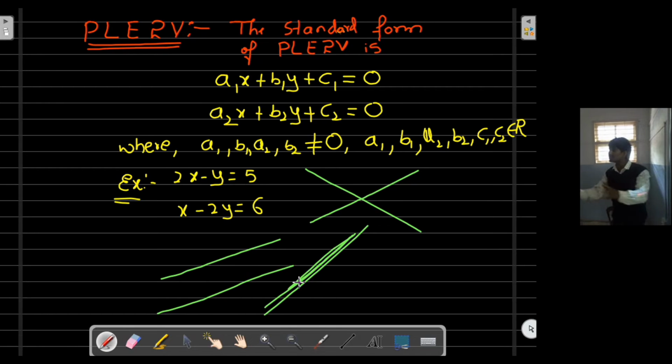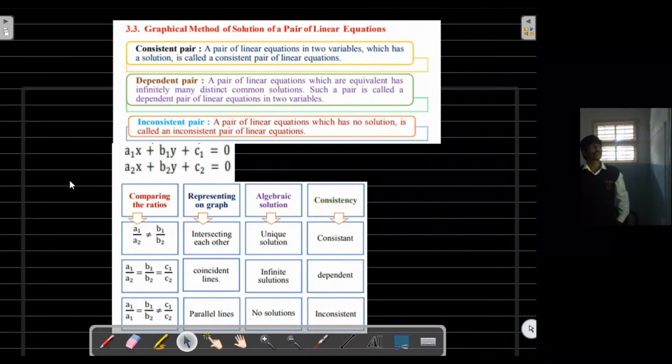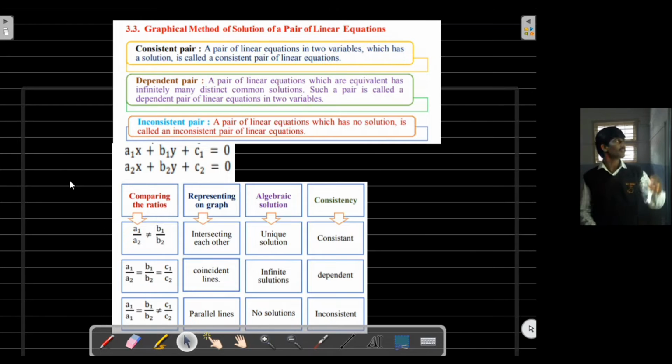If only the equations are given, how do we decide whether these two equations are intersecting, parallel or coincident? We compare the coefficients of the variables, and on that basis we tell how many solutions exist for these two equations. This is the solution of a pair of linear equations.